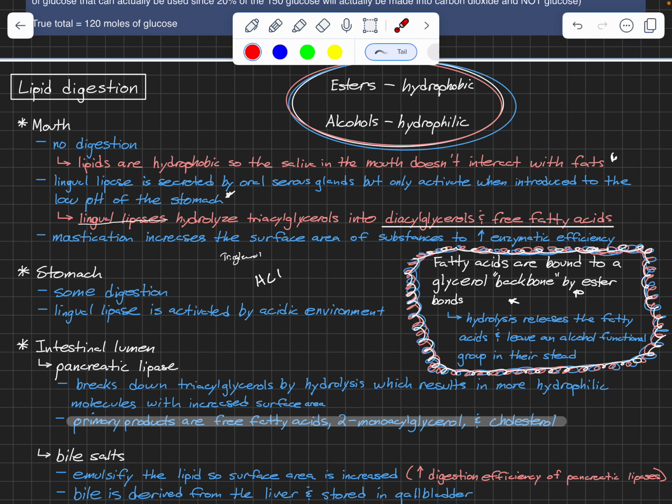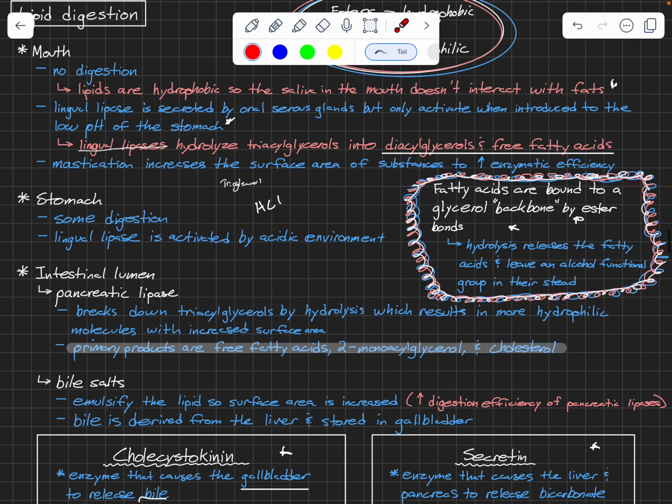It does mention here that lingual lipases hydrolyze triglycerols into diglycerols and free fatty acids, and it goes into a little bit more information here. I would recommend just reading that, and once we get this concept down, coming back again and reading through it. But lingual lipases, again, are not activated until they hit the stomach.